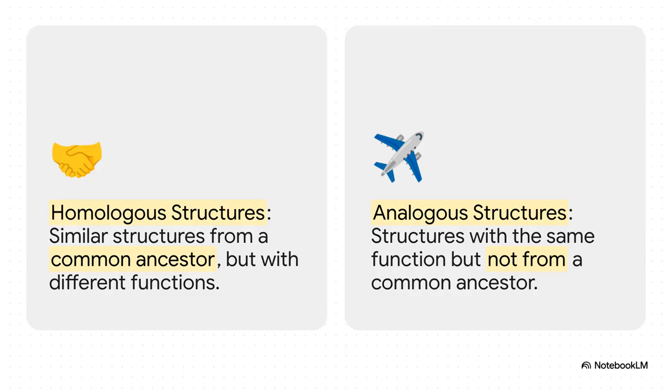And these anatomical clues mostly fall into two camps. First, you have homologous structures. Think of these like family heirlooms. Different relatives might use an old pocket watch for different things, but you can tell they all came from the same great-grandparent. Then you have analogous structures, which are the exact opposite. They do the same job, but they have totally different origins.